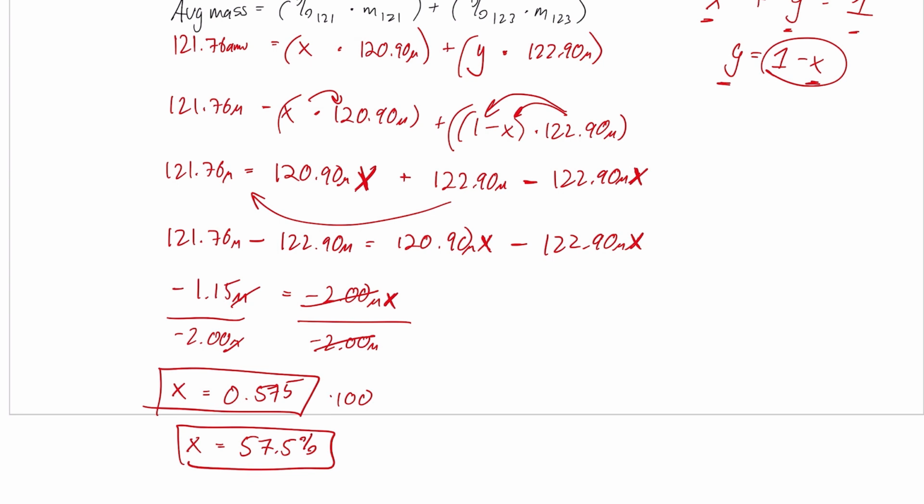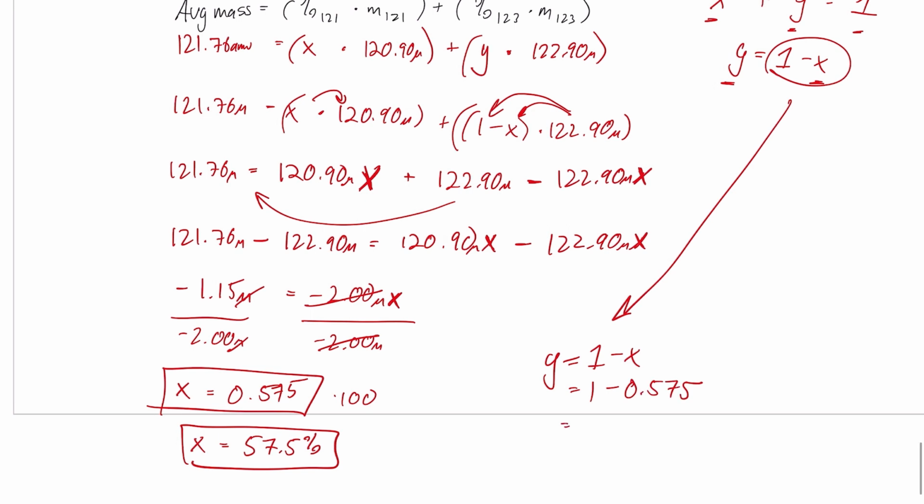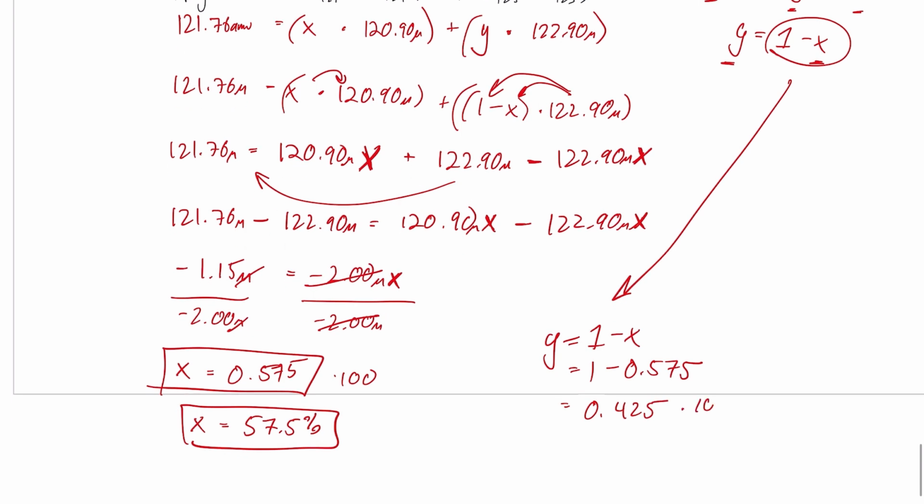Now, in order to find the abundance for Sb123, we need to go back to our equation. Y is equal to 1 minus X, 1 minus 0.575, and that gives us 0.425. Once again, to turn that into a percentage, we multiply by 100, and we get 42.5%. Quick check to make sure that it equals 100: 42.5 plus 57.5, it does. And there we go, we have our abundances.